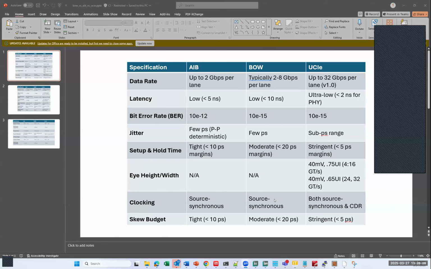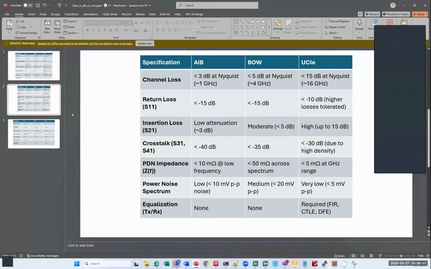Okay, clocking: source synchronous, different clocking schemes per interface. This is probably the most interesting. Regarding frequency domain metrics for channel loss, return loss, insertion loss, basically looking at the Nyquist, these are not necessarily too aggressive targets. They're not anything different from what we're seeing in high-speed SerDes. And the fact that our channel links are relatively short, except for maybe some of the UCIe advanced cases, I don't anticipate these metrics changing at all, really.